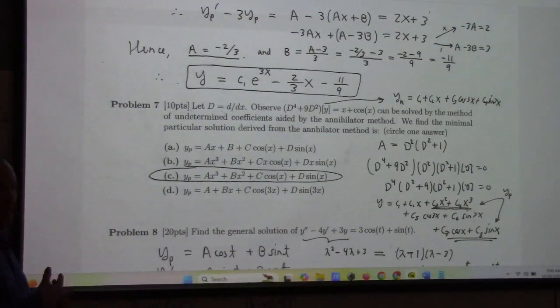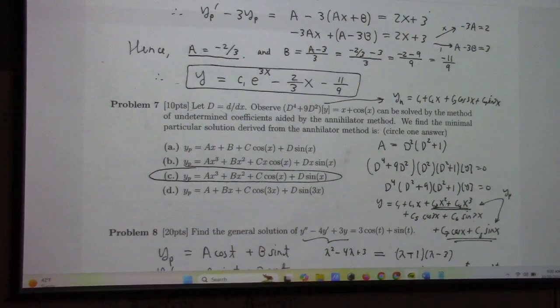Right? So this is a format that I kind of like to test on whether or not you understand the annihilator method, because it helps me not have to gouge out my eyes from trying to figure out what you did. It's quite horrible sometimes to figure out what just happened, you know.